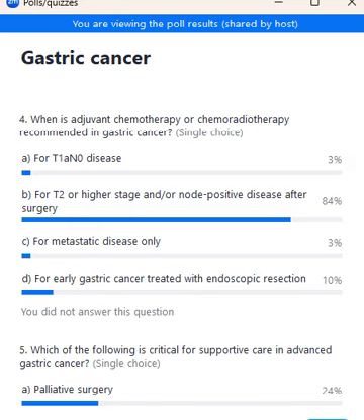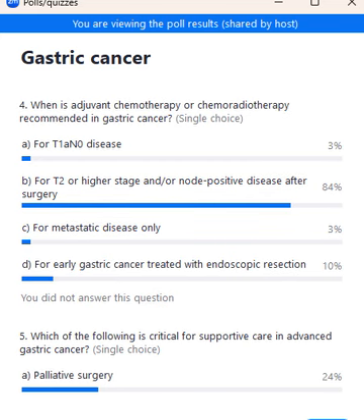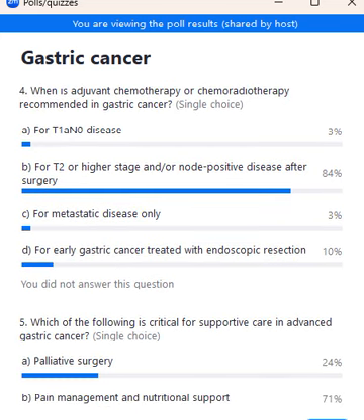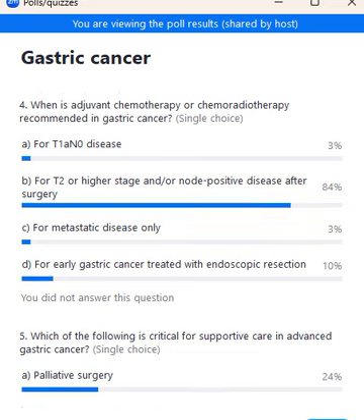Here the correct answer is option B, for T2 or higher stage and/or node positive disease after surgery. Adjuvant therapy is used to reduce the risk of recurrence for higher stage or node positive gastric cancer after surgical resection. Here 84% of students have given the correct answer.